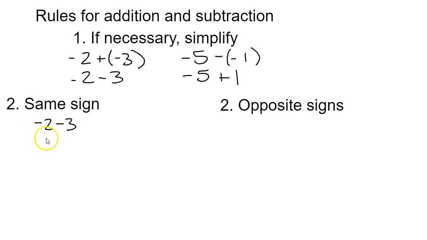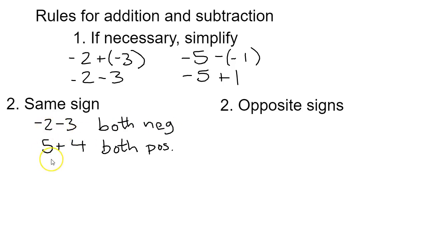Or they can both be positive. Positive 5 and maybe say positive 4. So both positive or both negative. That's our same sign situation. When that happens, the rule for adding and subtracting is to add the integers together and keep the sign.